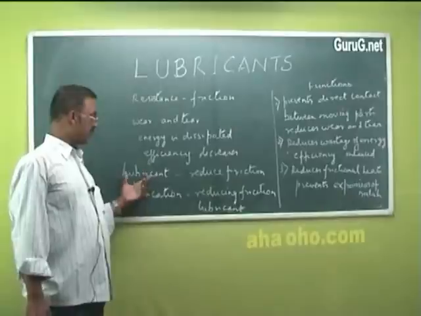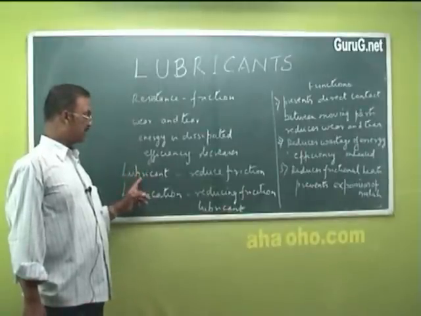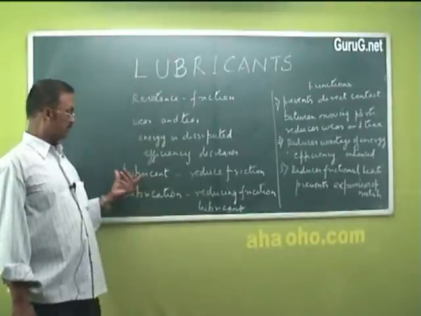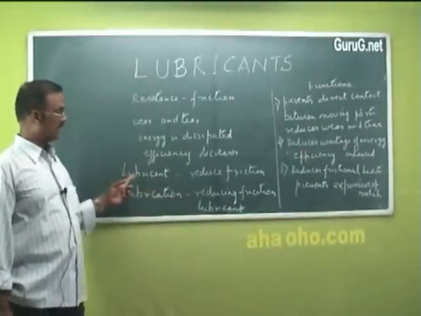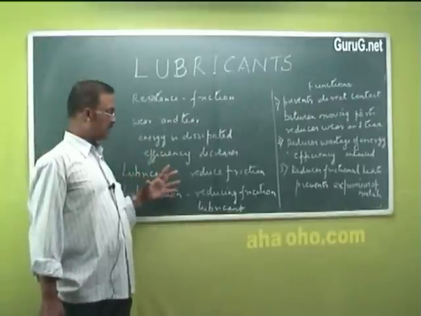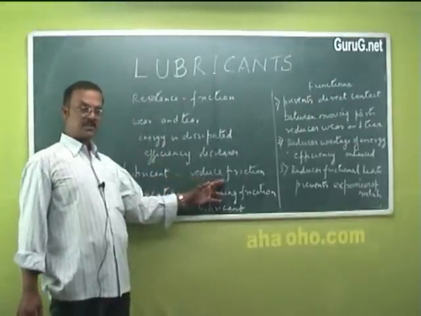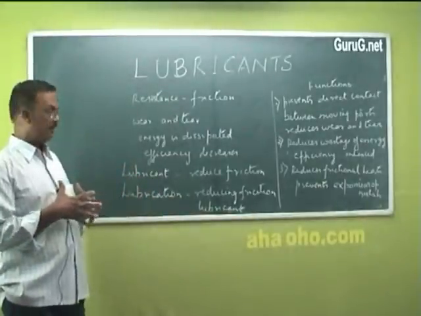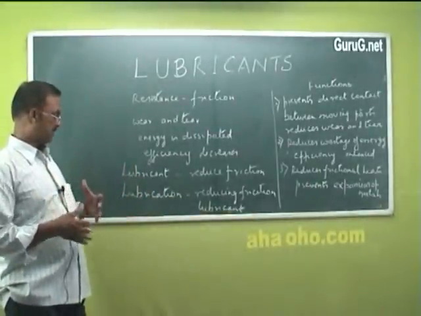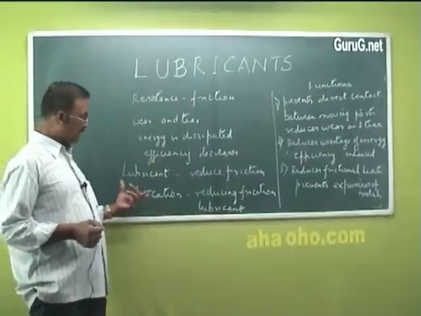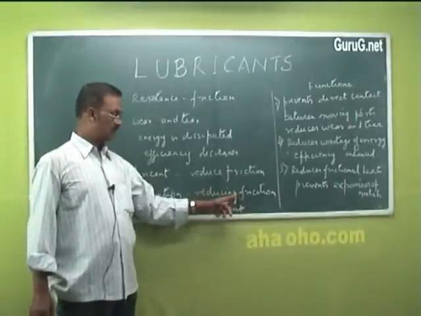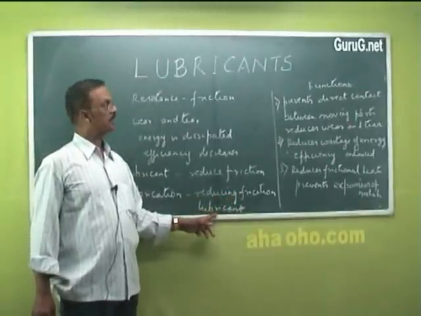Certain materials are employed to reduce friction, and these are known as lubricants. We can define a lubricant as a substance or a material which reduces friction when applied at the rubbing parts of the machines. And lubrication is a process of reducing the friction using a lubricant.